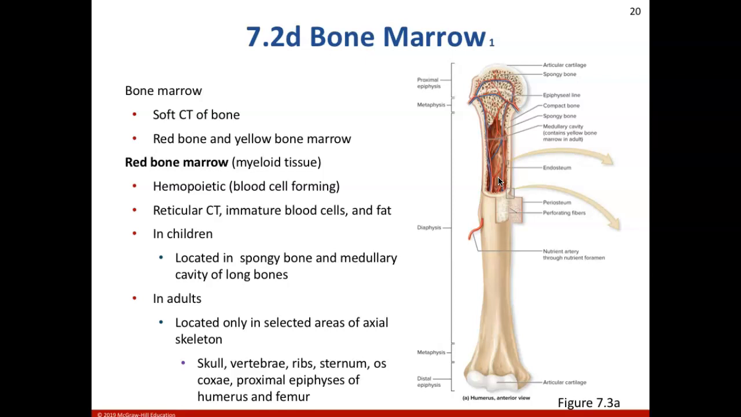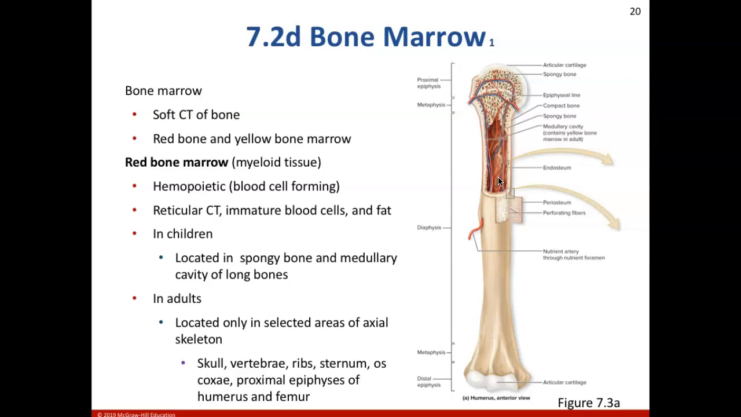We've got our immature blood cells in there and fat. So we mentioned in previous slides that in children, the red bone marrow would be found in the spongy bone and in the medullary cavity of long bones, whereas in adults, it's located only in select areas of the axial skeleton.